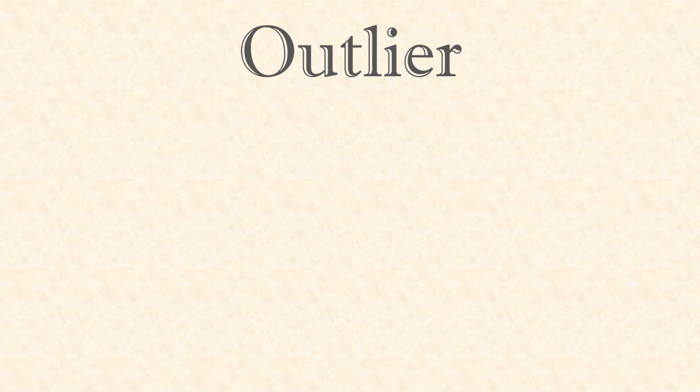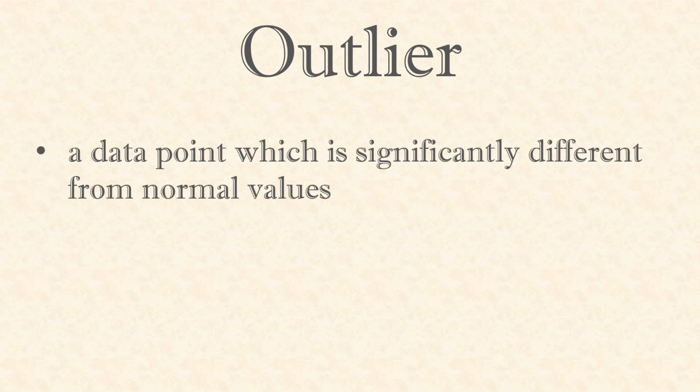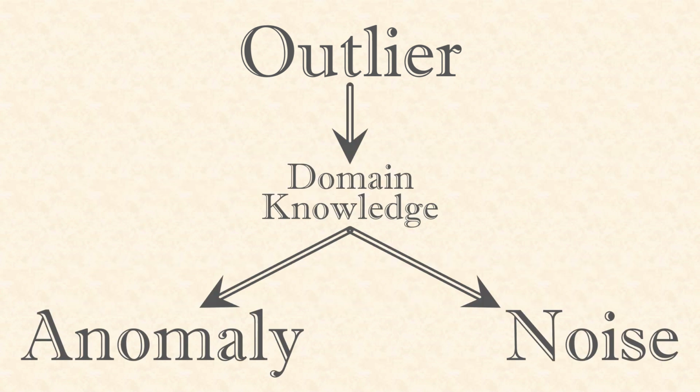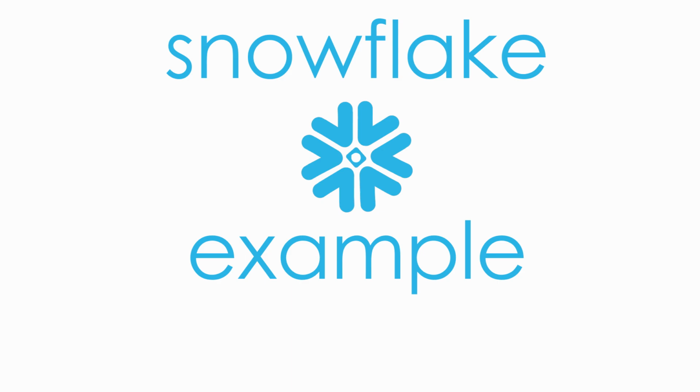Finally, onto the topic of outlier detection. An outlier is a data point that is significantly different from normal values, and a Poisson distribution can show us if a value has an extremely low probability of occurring. You can provide outliers to a domain expert who can analyze them to determine if they are anomalies or just noise. Anomalies are potentially dangerous and need to be acted upon. I'll demonstrate how to use a Poisson distribution for outlier detection.